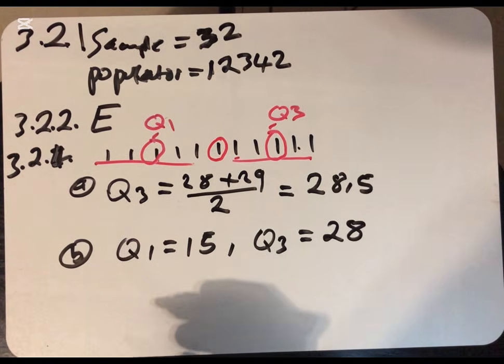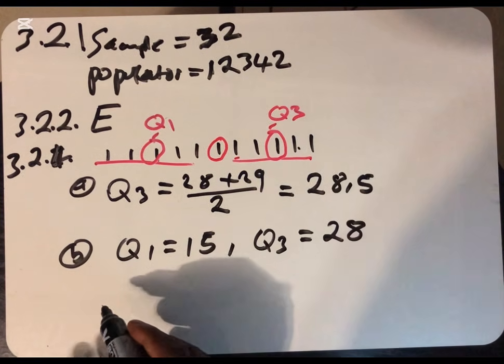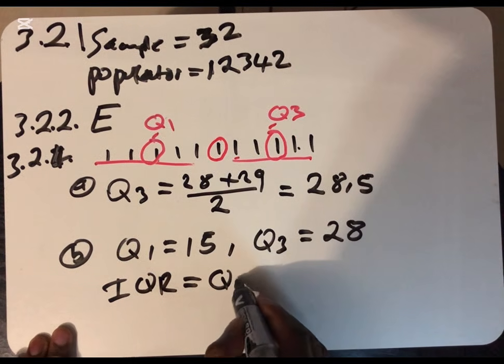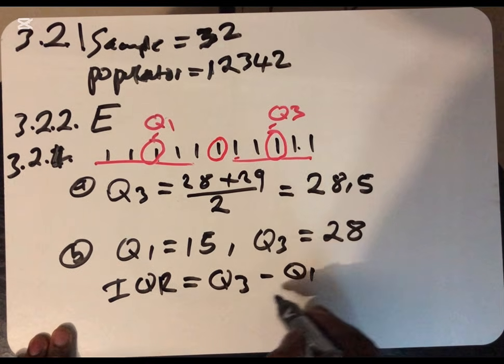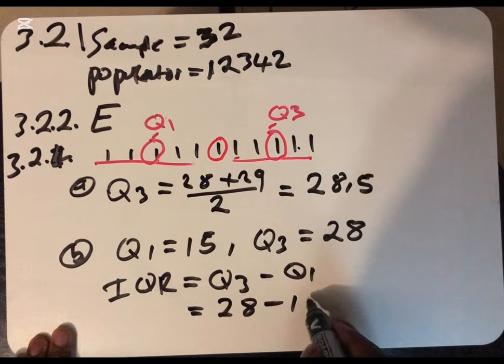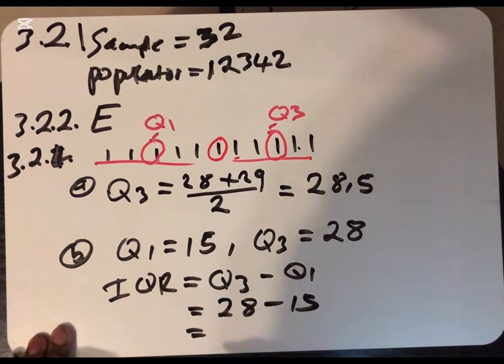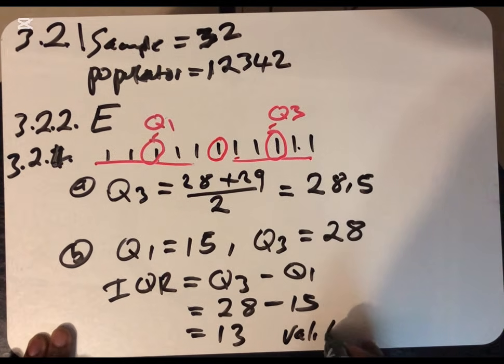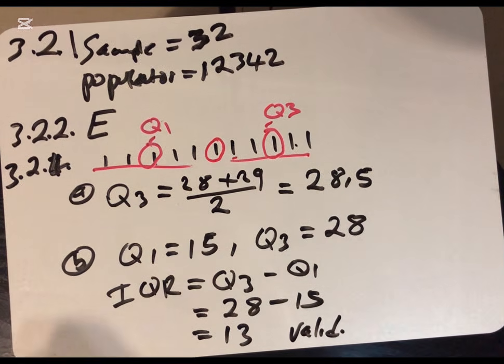Now, when we are to calculate the interquartile range, it is going to be Q3 minus Q1. In this case, our Q3 is 28, our Q1 is 15. We just use a calculator to find the answer here. We found that it is 13. And then this is a valid statement. This is question 2, 30 marks.